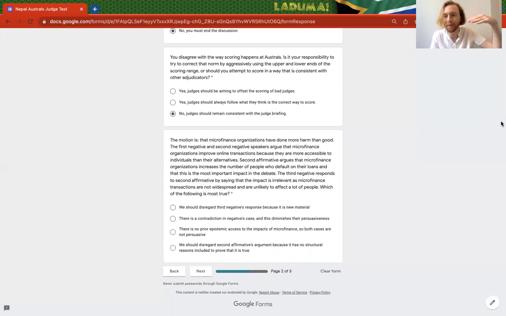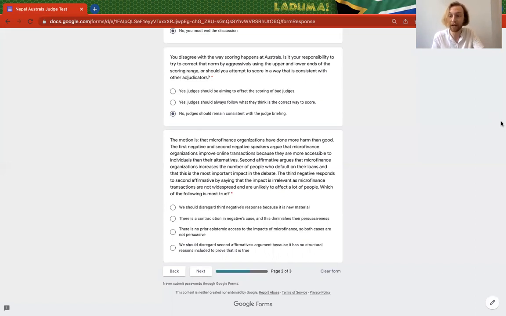Scoring is about assessing relative ability. The objectives of it don't really matter. Just try and judge consistently with other people rather than trying to change the overall format because you think that people don't use high scores or low scores enough. Yeah, just be consistent with the judge briefing.